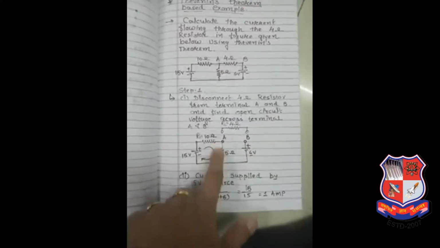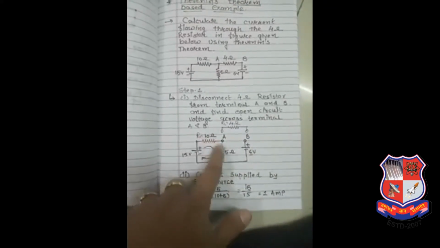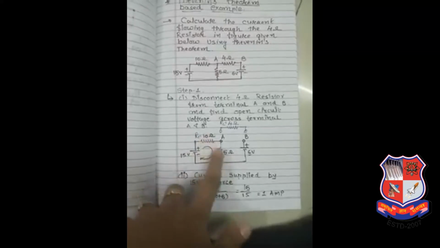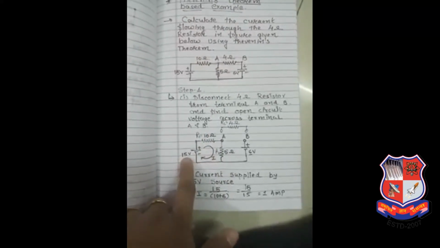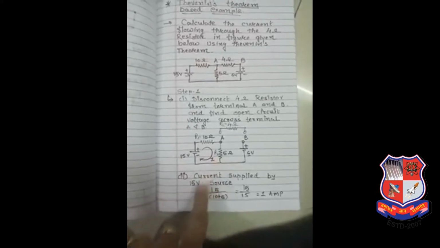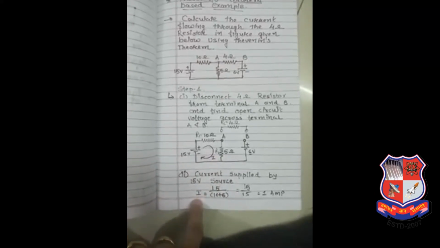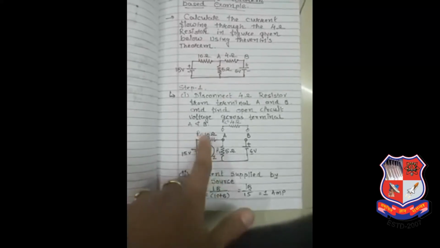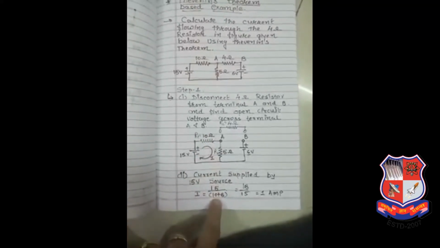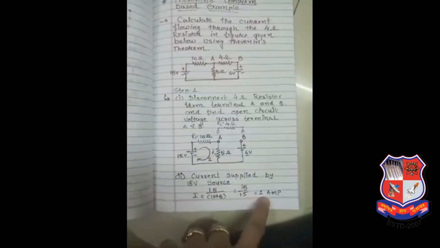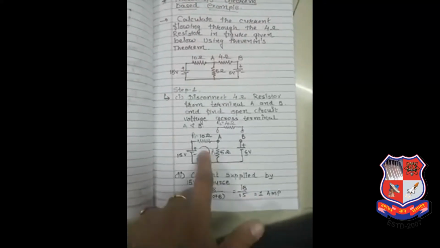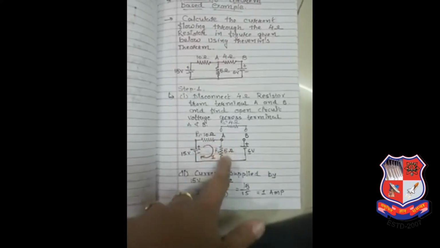Now the second step is to find out the current I. Now what is I? In this loop, the 10 ohm resistance is in series with the 5 ohm resistance and the 15 volt source. So you can easily find out the current I. By Ohm's law, I is equal to V by R. Here both resistors are in series, so I is equal to 15 divided by 10 plus 5, so 15 by 15. So you will get 1 ampere, that is the value of the current passing through this network.